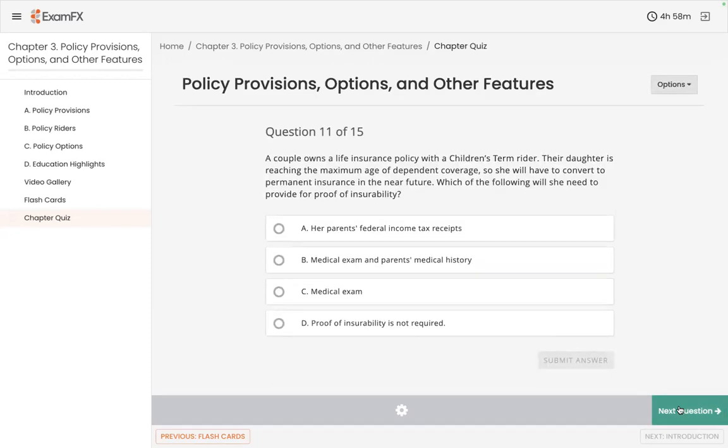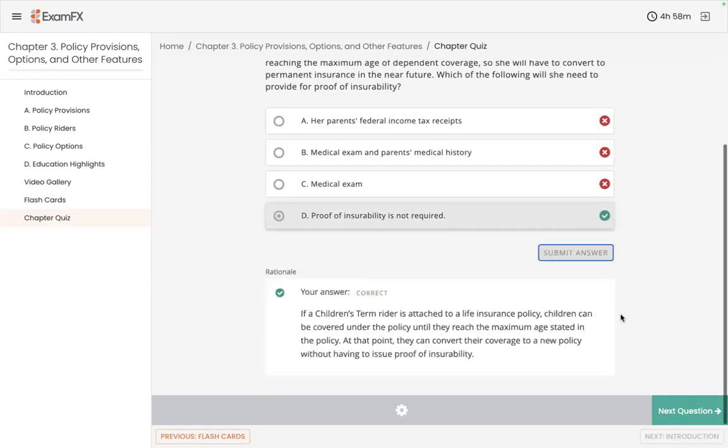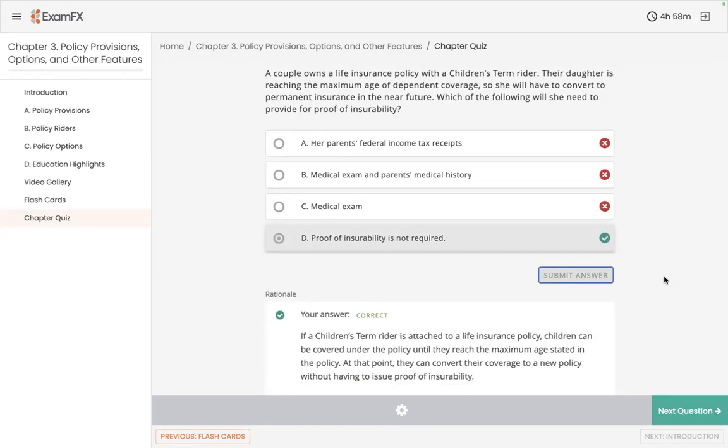Good job. A couple owns a life insurance policy with a children's term life rider. Their daughter is reaching the maximum age of dependent coverage, so she will have to convert to permanent insurance in the near future. Which of the following will she need to provide? Proof of insurability, medical exam, medical history. I would think she would need an updated one. Well, she's grandfathered into the policy, so she's not going to need a medical exam or proof of insurability. Because she got it when she was younger, when she's older, she could get an adult policy without doing the whole medical exam.